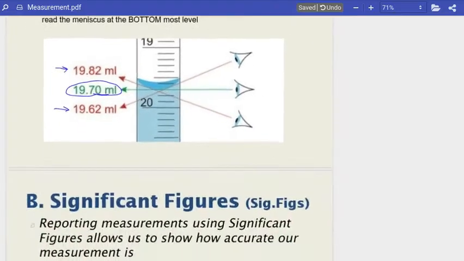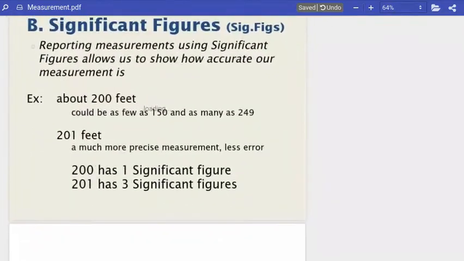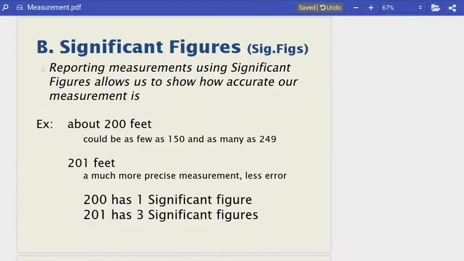So once you know how to read your glassware correctly, then you can interpret it with the significant figures. So what are significant figures and what are they used for? We report measurements using significant figures to communicate how accurate a measurement is. So if I said between you and me there's about 200 feet, just in the way that I say that, you can tell that it's an estimation. That number, about 200, technically could be as few as 150 and as many as 249. Anything in that window is going to round to 200.